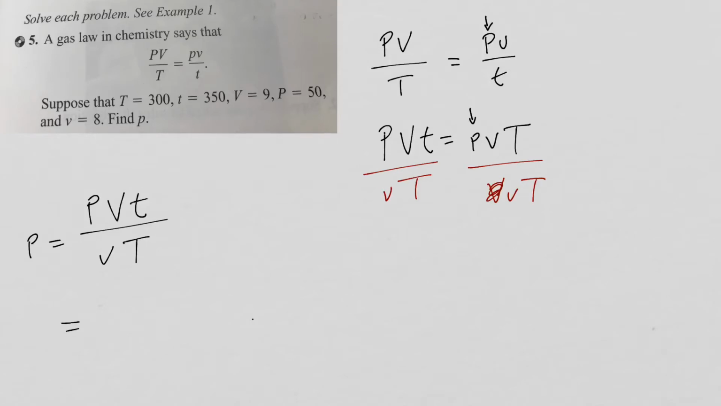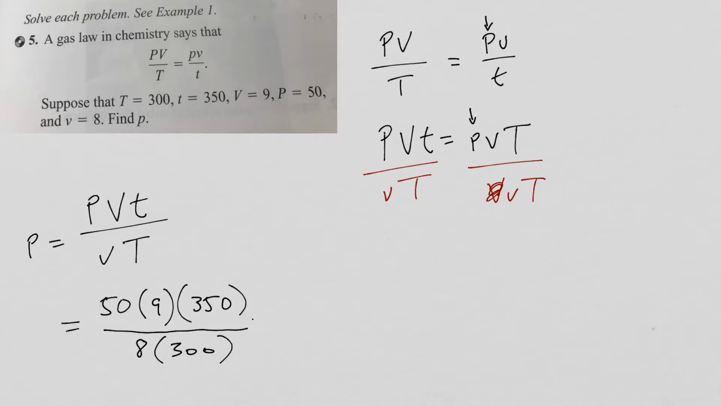So now let's start plugging in values. Big P is 50, big V is 9, little t is 350, over little v is 8, and big T is 300. So I would probably just use a calculator to solve this. If you didn't have a calculator, you could do something like this.